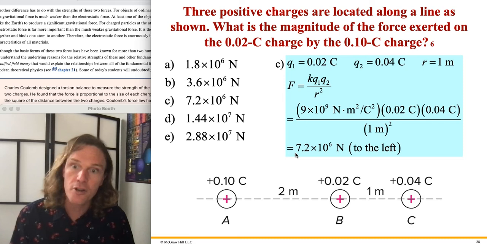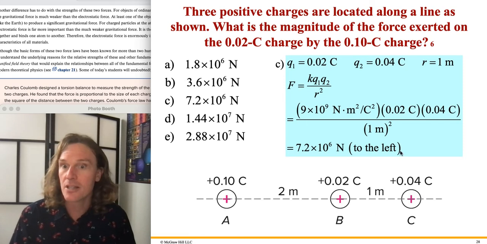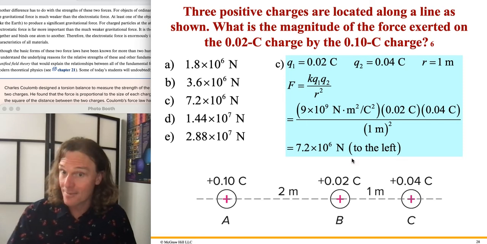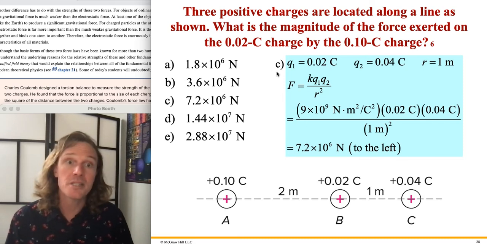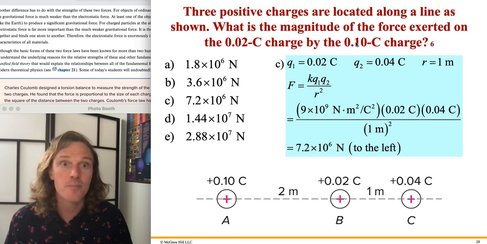That's because, well, we often call to the left negative, but here we're just identifying its direction rather than assigning it a sign, okay? All right, and that was option C, by the way. All right, so again, they had a little typo that just should have said 0.04.